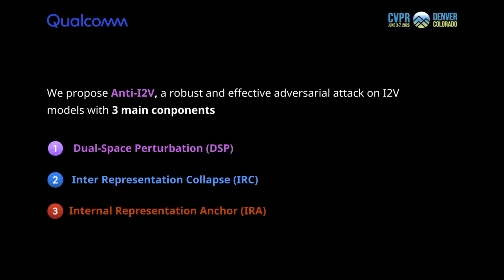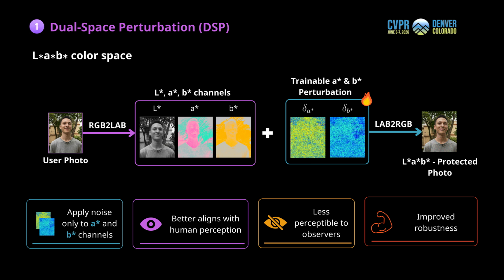Common perturbations in RGB mainly change raw pixel intensity, but this type of noise can be suppressed and purified. To make the perturbation more stable and robust, we first convert the image to LAB color space. The L channel controls luminance, while A and B control color directions. In DSP, we only optimize the A and B channels, so the image stays visually close to the original, while the perturbation becomes less noticeable and more robust.